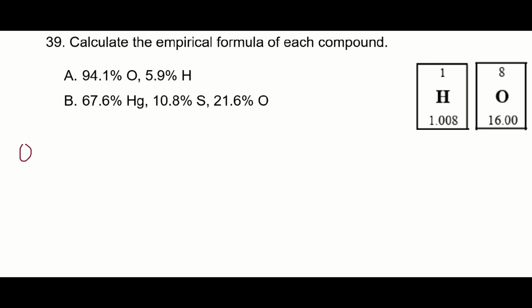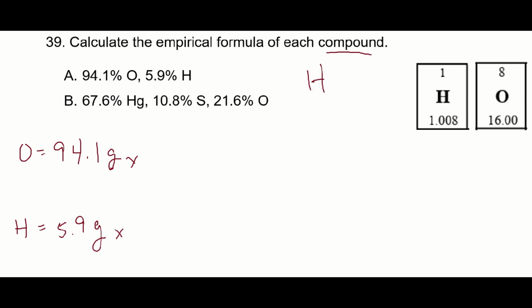So for the oxygen component, if we had 100 grams of this compound, the oxygen component would make up 94.1 grams, and the hydrogen component will make up 5.9 grams. Again, we're assuming we have 100 grams of it because it doesn't matter how much of it we have. It's just an easy way to turn percent into grams. And the reason we want to do that is because we want to turn grams into moles.